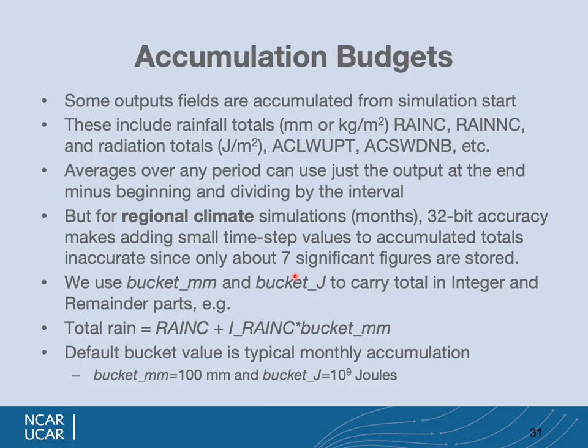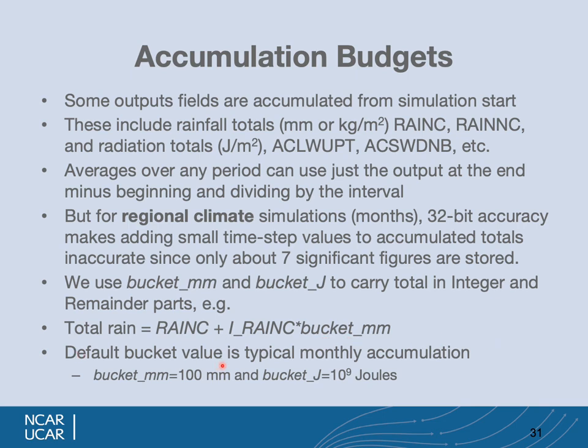So the way we get around that is to have these bucket options, bucket_mm and bucket_J. They carry the total in integer and remainder parts. So you have the remainder in RAINC and then the integer part, which is I_RAINC times bucket_mm, and that's your namelist option that you can specify the value of. So every time it reaches this bucket value, it'll tip the bucket and add an integer to this I_RAINC. And so when you want the total, you have to add RAINC to this I_RAINC bucket tip number times the bucket size.